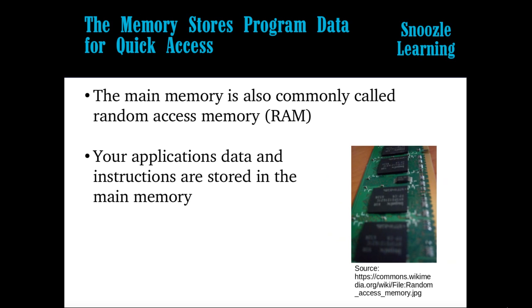And then the next part is RAM, or random access memory, which is also sometimes called main memory. And this is where all your application's data and instructions are stored. So when you make variables, which we'll talk about later, it puts them in the RAM, which stores the data. And the RAM is usually pretty close to the processor, and it runs very quickly to get data from it.